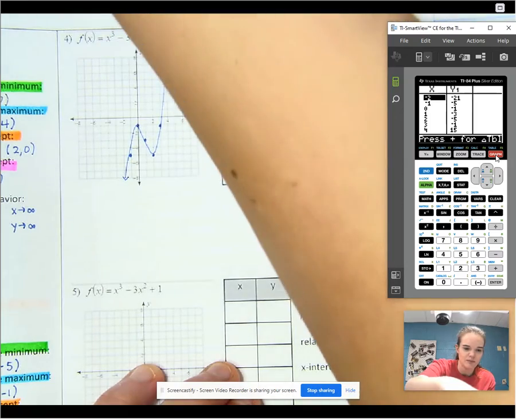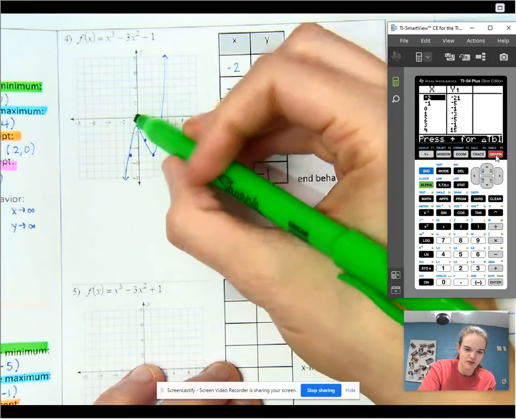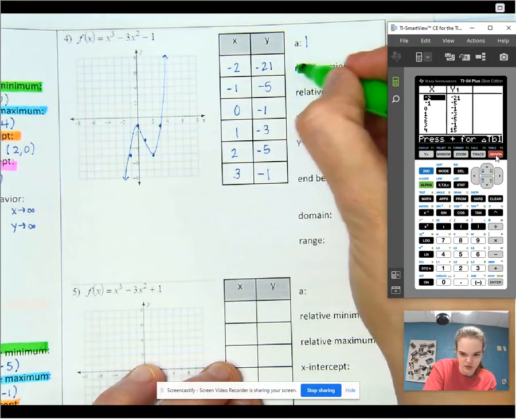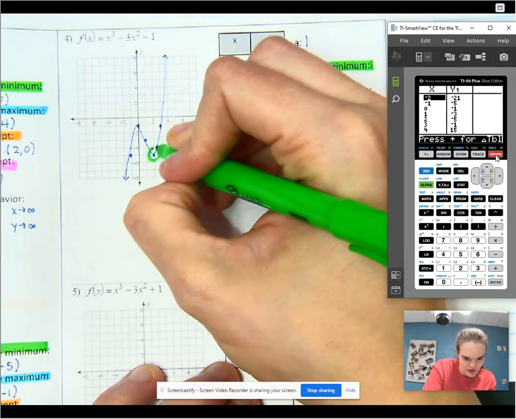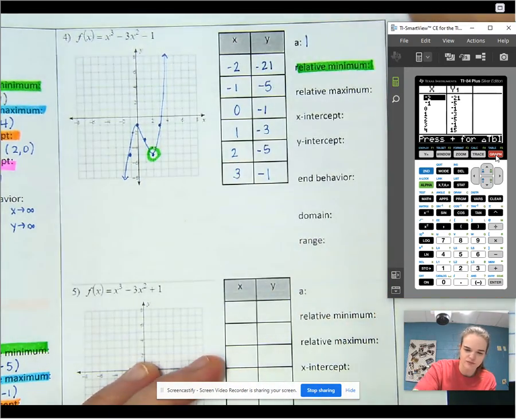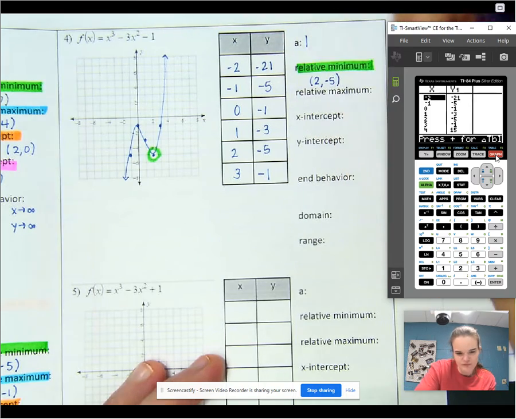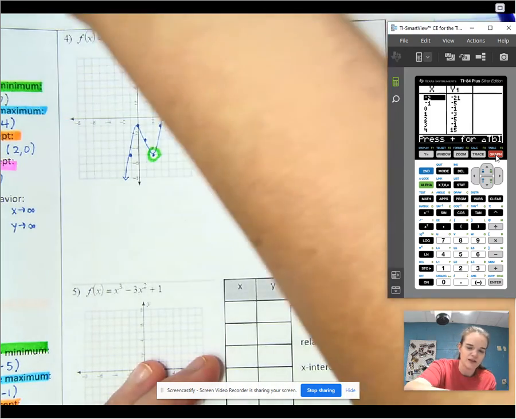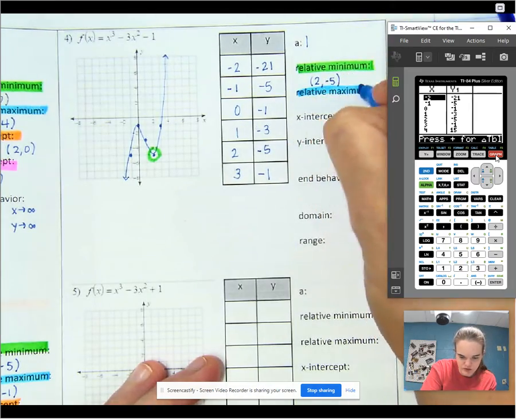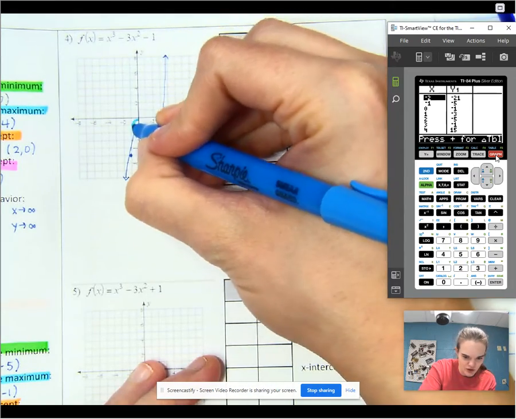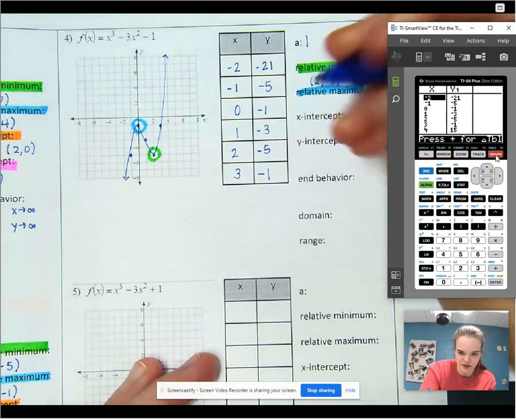The relative minimum, remember you've only got two options, it's either this point or this point. It's the lower of those two, so it's this one. That is at (2, negative 5). The relative maximum, it was either this one or this one. It's larger here, so that one is (0, negative 1).